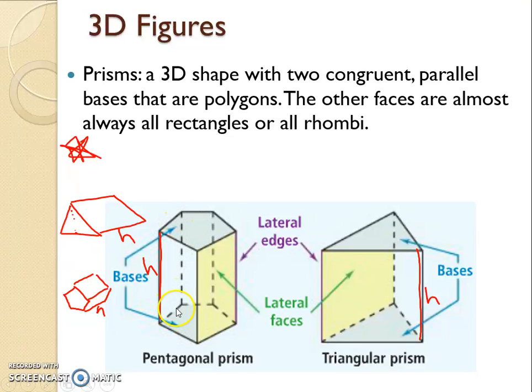Right here, if you look at this pentagonal prism, the base is a pentagon, so we call that a pentagonal prism. What makes a prism? You have rectangles around. These are called bases. You have two congruent bases, top and bottom, parallel to each other. Right here, this is a triangular prism. You have a triangle on the top and a triangle on the bottom. Those are bases. And this right here is called the lateral edges.